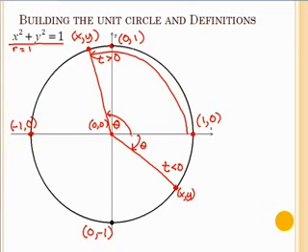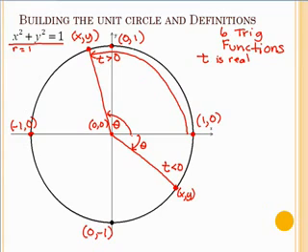Let's review real quick the definitions of our 6 trig functions. First of all, we have t, which is a real number, and that is the distance that we've traveled, which corresponds to the measure of that angle, theta, in radians. So t is real, and it has a corresponding point on our unit circle, x, y.